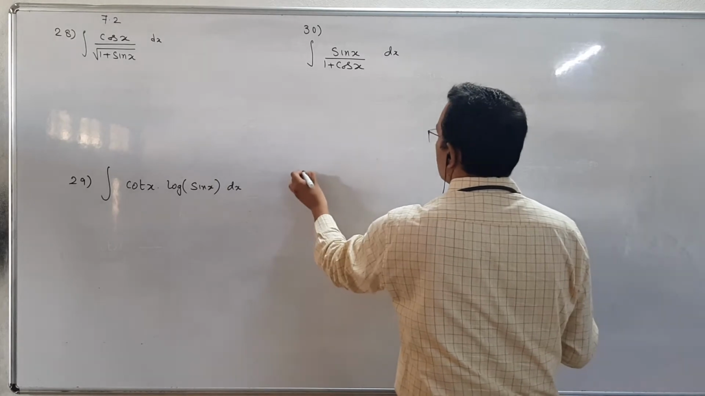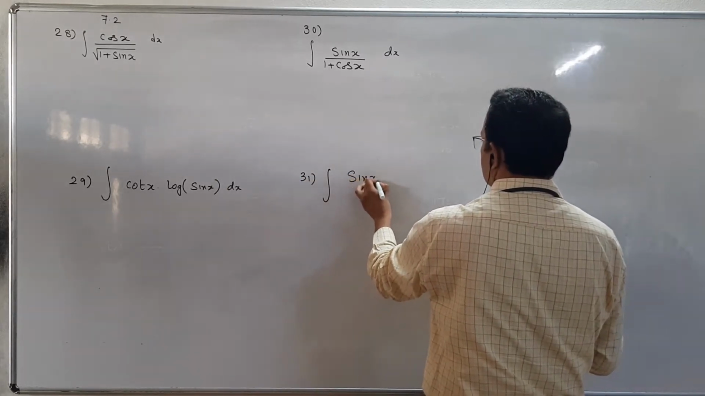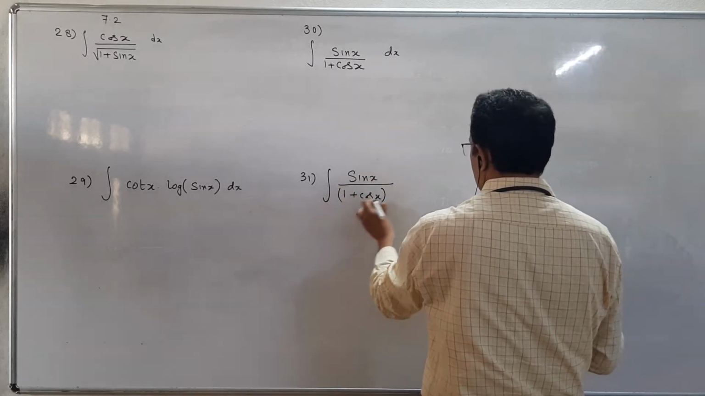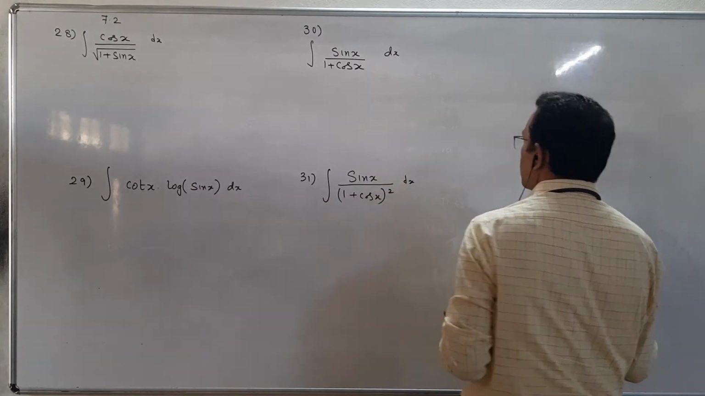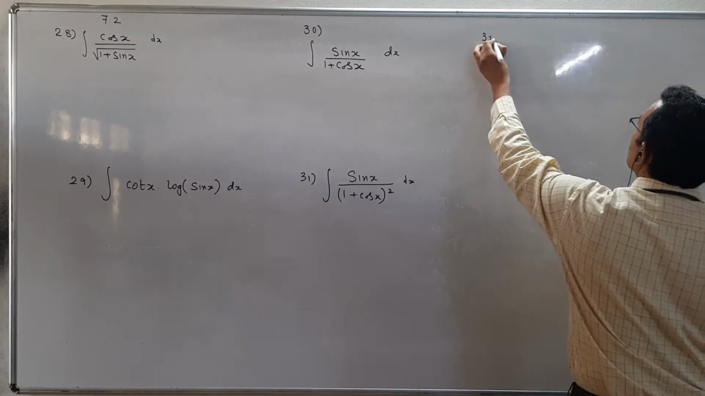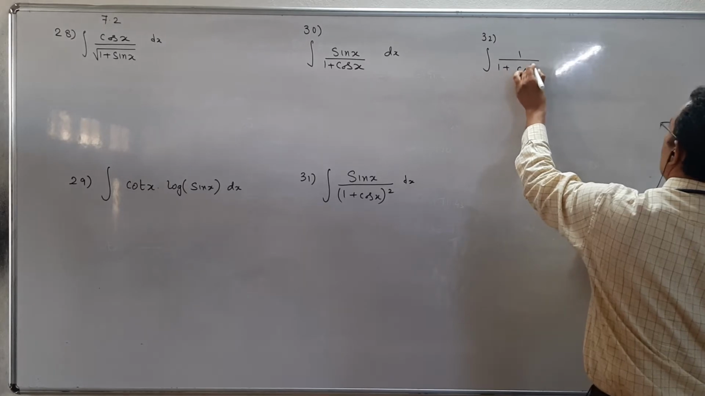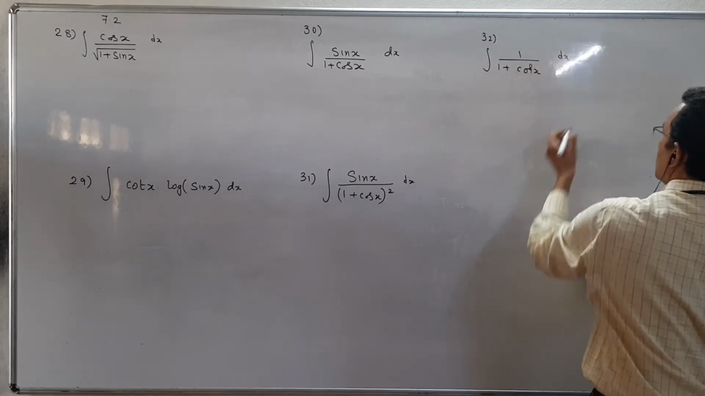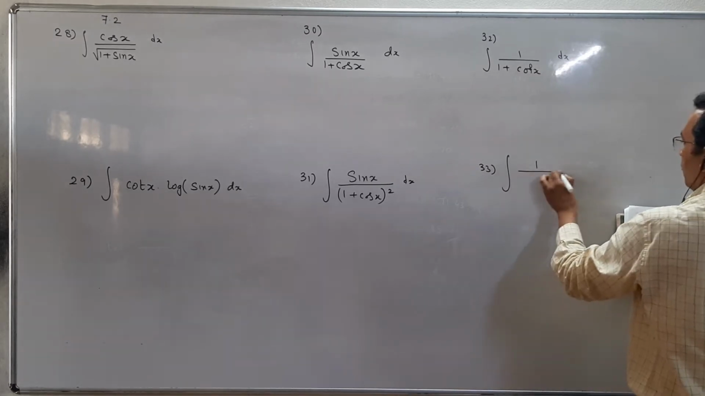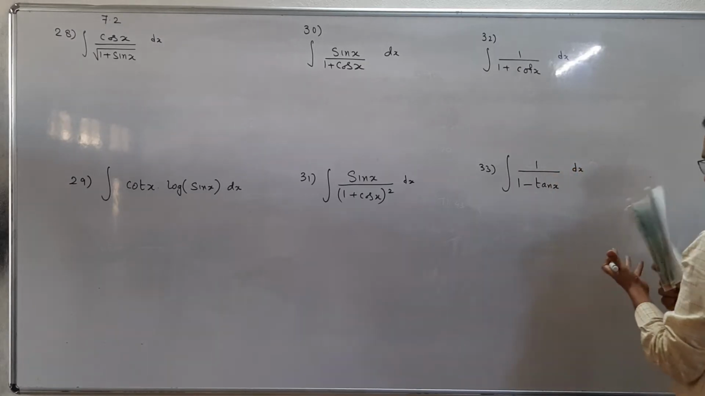Then 31. Integrate sin x upon 1 plus cos x the whole square dx. Then 32. Integrate 1 upon 1 plus cot x dx. Okay, then I write 33 also. Integrate 1 upon 1 minus tan x dx.